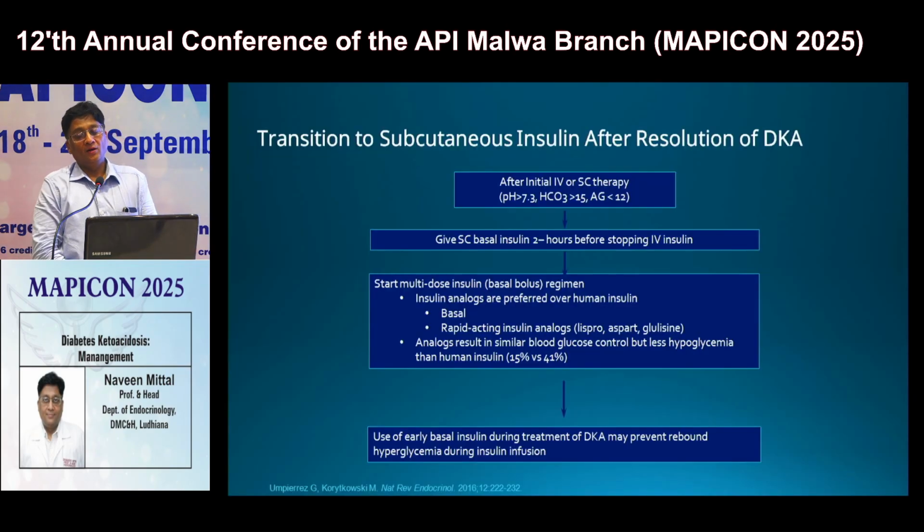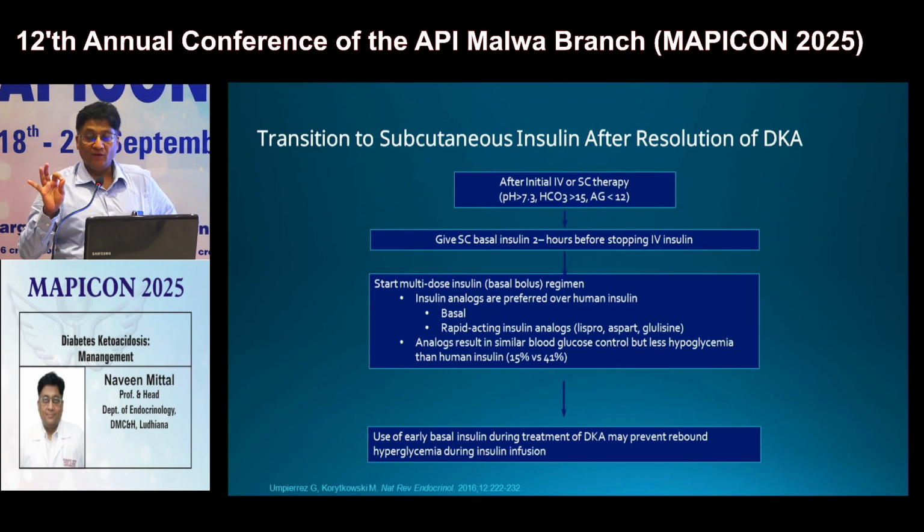How do you shift the patient from IV insulin to subcutaneous insulin? What is the dose you have to give? First thing, when should you give it? When the patient has started taking orally or accepting relative feed, and acidosis has disappeared, start subcutaneous insulin.